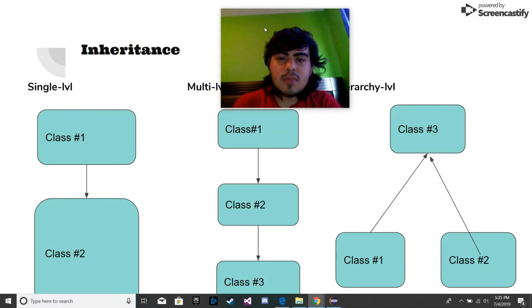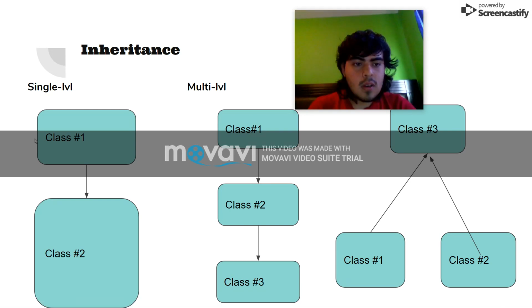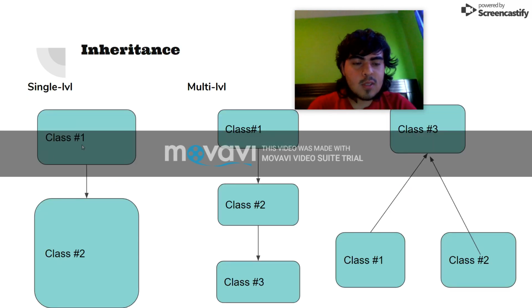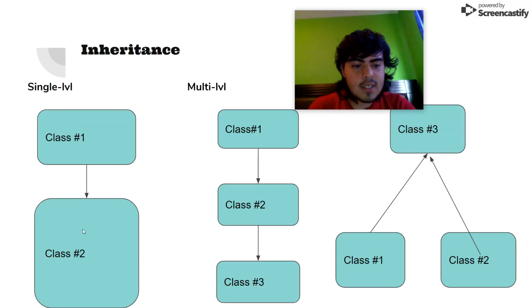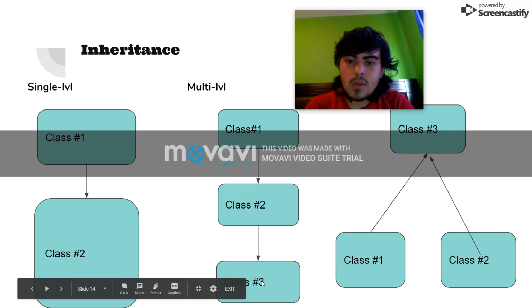So here are some chart examples of inheritance. The most basic one is single level, like the template I showed over here. Superclass, subclass, this would be it. Class number 1 would be the superclass. Class number 2 would be the subclass. Multi-level: here we have class number 1, which would be the parent class of class number 2, and then class number 2 will be the parent class of class number 3.